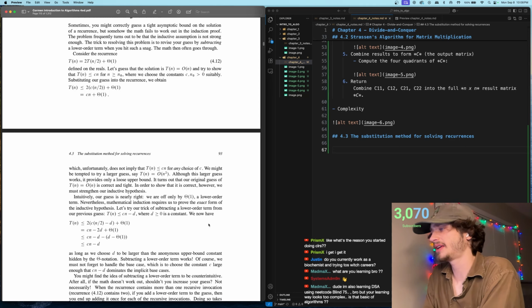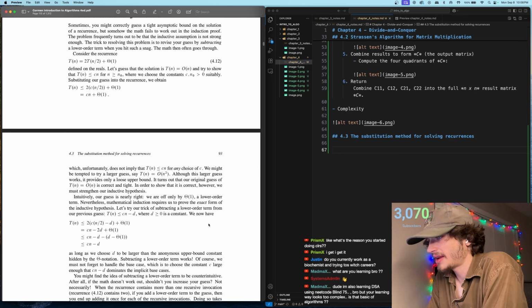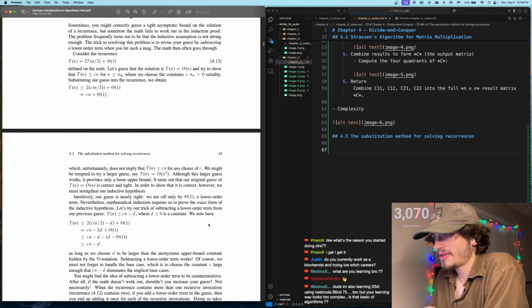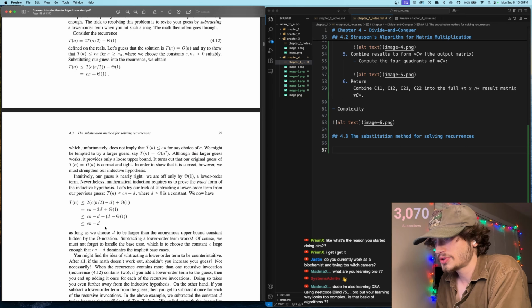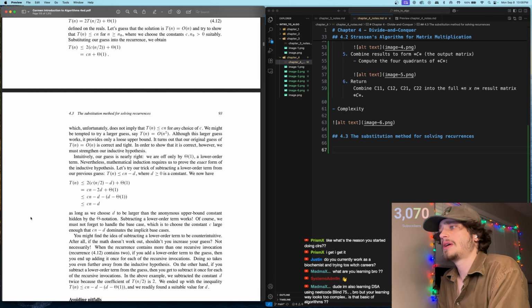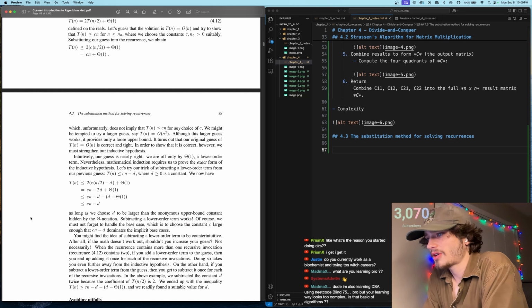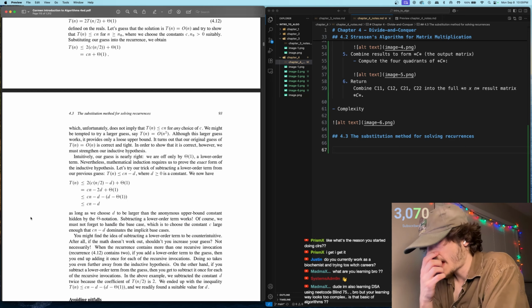Let's try our trick of subtracting a lower order term from our previous guess. T(n) ≤ cn − d, where d ≥ 0 is a constant. We now have this, which is equal to cn − 2d + Θ(1), which reduces down to T(n) ≤ cn − d. As long as we choose d to be larger than the anonymous upper bound constant hidden by the Θ notation, subtracting a lower order term works. Of course, we must not forget to handle the base case, which is to choose the constant c large enough that cn − d dominates the implicit base cases.